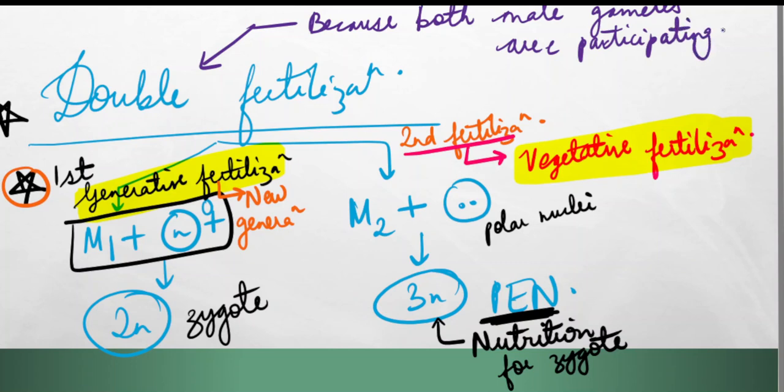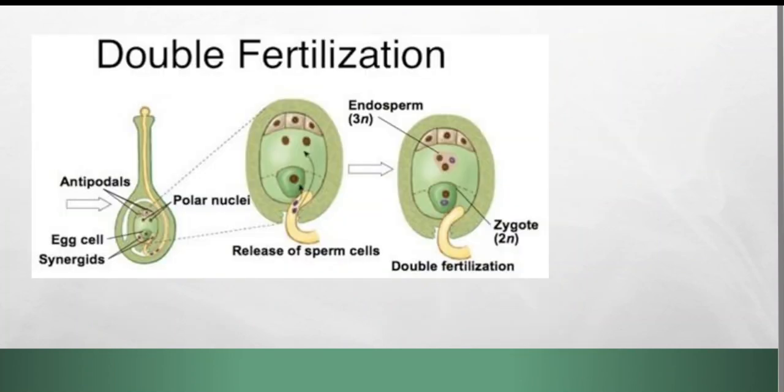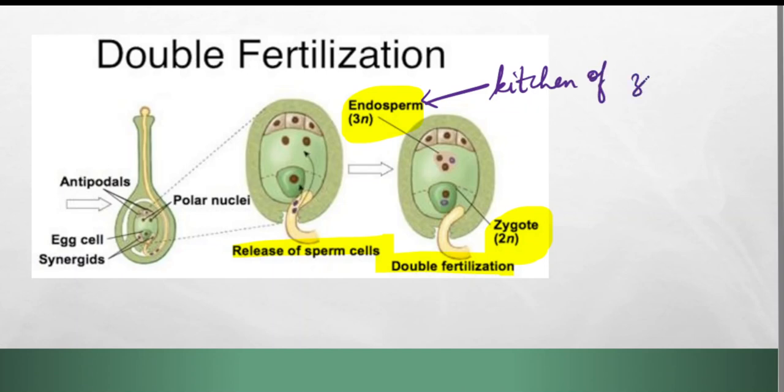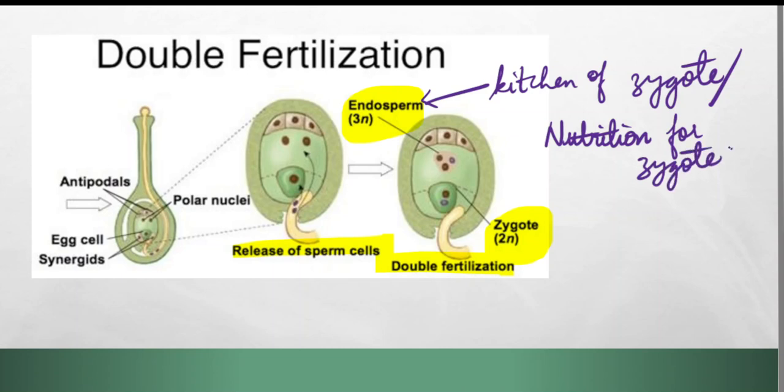Whatever were the important points I told you, I will just go through them. I will just show you. See if you can see the release of sperm cells. Here they are showing you the release of sperm cells, and you can see the process of double fertilization. Here you are getting zygote. Here you are getting endosperm. Endosperm is nothing but the nutrition for zygote.